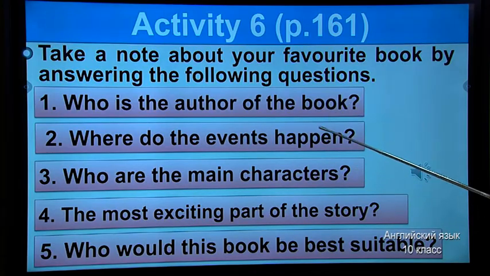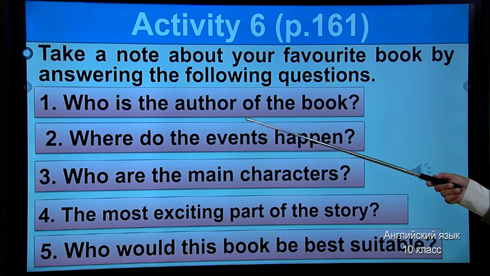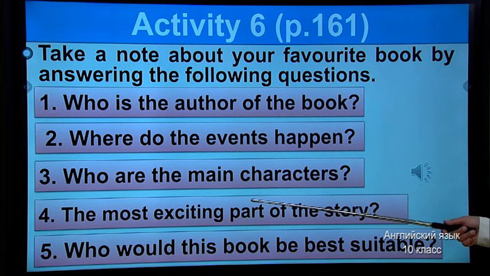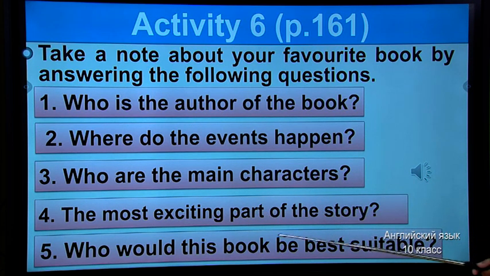It is time for activity 6 on page 161. In this activity, you should answer the questions about your favorite book. Let's read the questions. The first, who is the author of the book? Second, where do the events happen? The third, who are the main characters? Fourth, the most exciting part of the story. And fifth, for whom would this book be the most suitable?